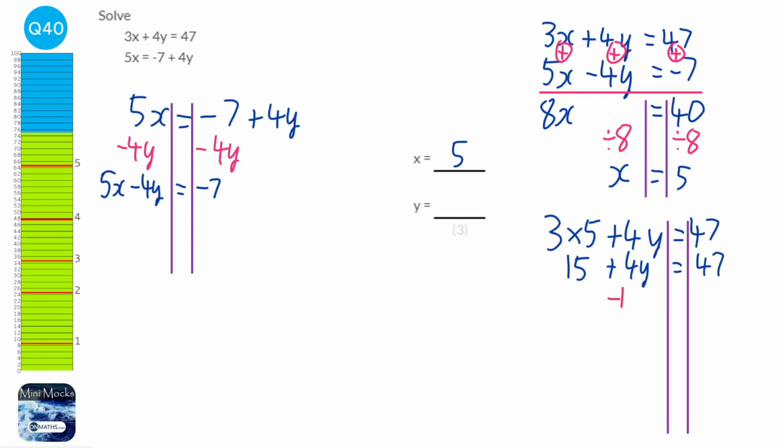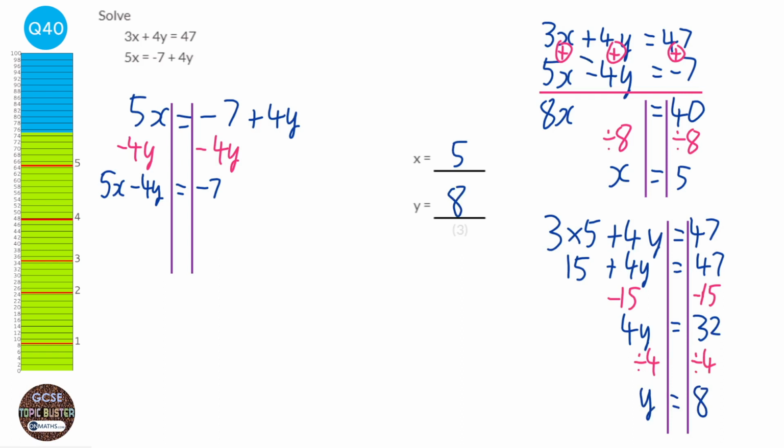And then we're going to take away the 15 both sides. And so it's 4y equals 47 take away 15, which is 32. Divide by 4 both sides, and we get y equals 8.